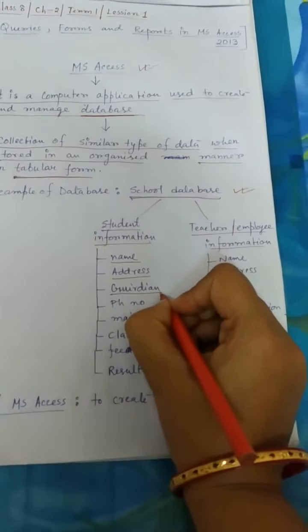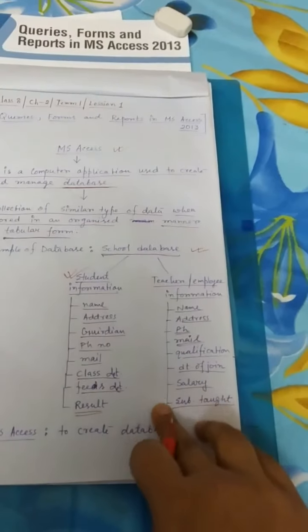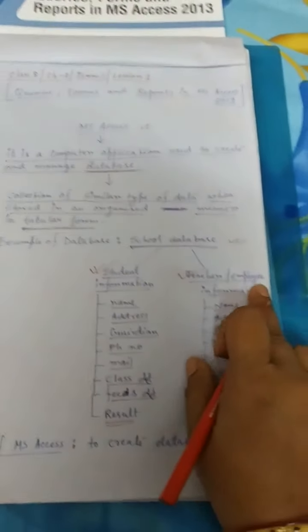Now let's see the teacher or employee information. Obviously the name of the teacher, the address of the teacher, then the phone number, then the mailing address of the teacher, obviously the qualification of the teacher, then date of joining, that means the date on which the teacher joined the school, then the salary structure, and the subject taught, that means which subject the teacher takes. So these are all the information related to a teacher or an employee.